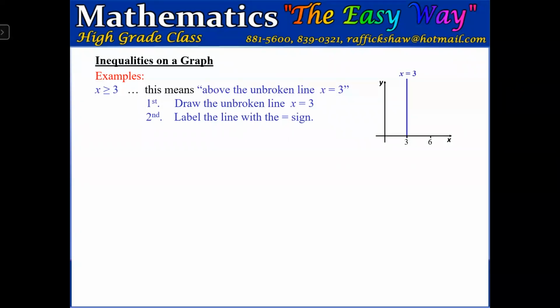Then you want the region where x values are greater than 3. Clearly, x values are greater than 3 to the right of that line. So you mark the region on that side. In this case, you're going to the right of the line. That is the graph for that inequality.